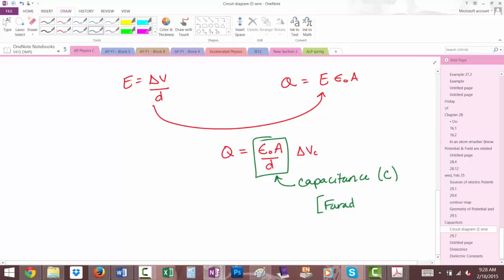Farads are named for Michael Faraday, who did a lot of stuff with electricity and magnetism. We will come to love him in the next few chapters. A farad is really, really big. The capacitors that are used in electronics, and capacitors are used all the time, modern electronics wouldn't work without capacitors, we're talking like micro or picofarads. 1 farad is a lot.